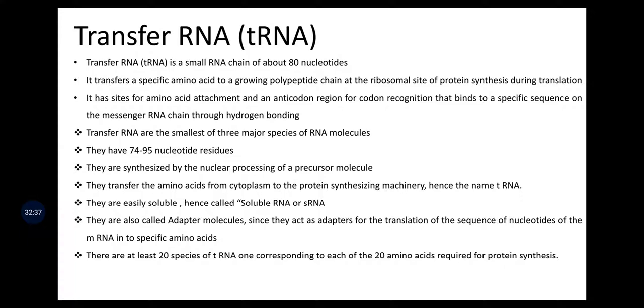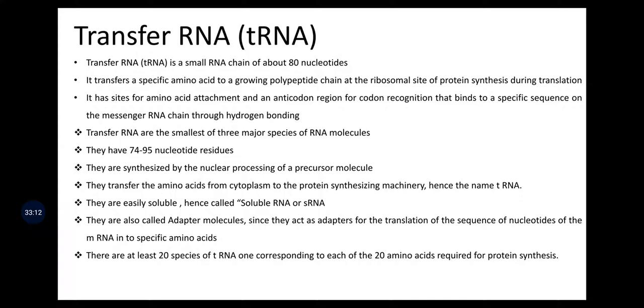Coming to transfer RNA, tRNA is a small RNA chain of about 80 nucleotides. It transfers a specific amino acid to a growing polypeptide chain at the ribosomal site of protein synthesis during translation. It has sites for amino acid attachment and an anticodon region for codon recognition that binds to a specific sequence on the messenger RNA chain through hydrogen bonding. Transfer RNAs are the smallest of the three major RNA molecules. They have 74 to 95 nucleotide residues.